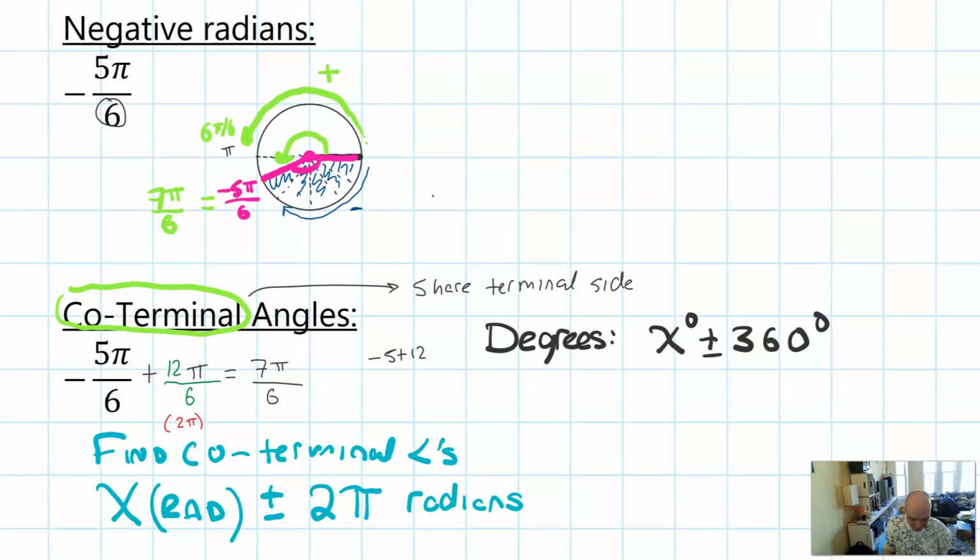So coterminal angles in radians are really nice. You could also find a second coterminal by adding 2 pi again. So I could add 12 pi over 6 again, which would represent going one more full turn around the circle counterclockwise, and get 7 plus 12 is 19 pi over 6. And that's another coterminal. So coterminals to negative 5 pi over 6 include 7 pi over 6, 19 pi over 6, and any number of plus or minus 2 pi's.